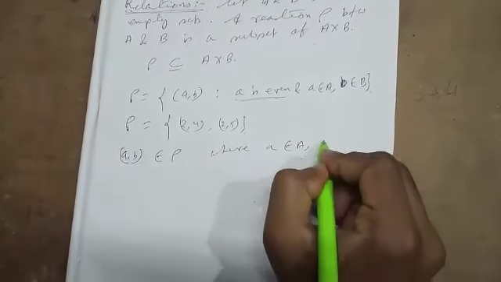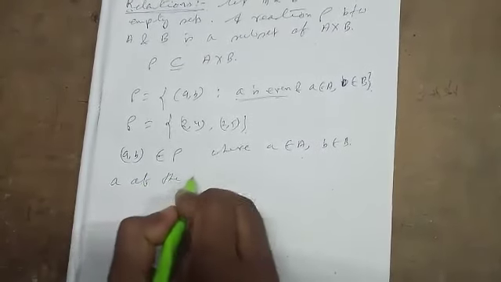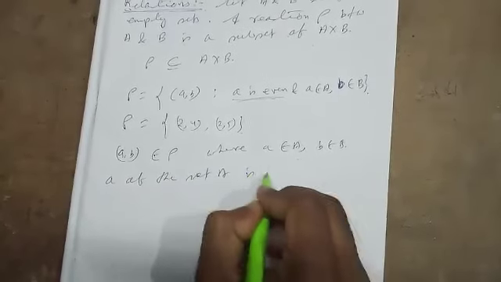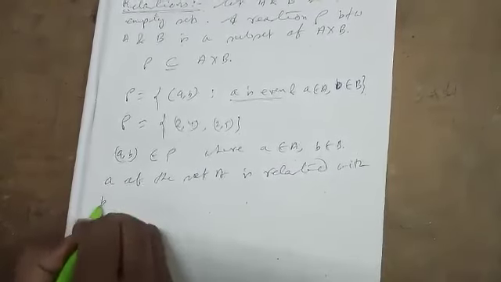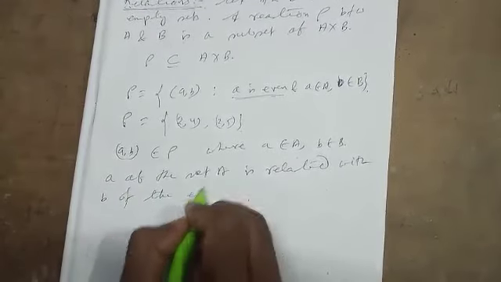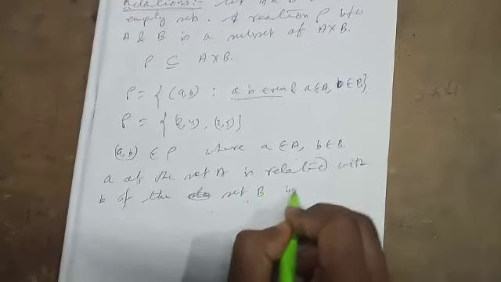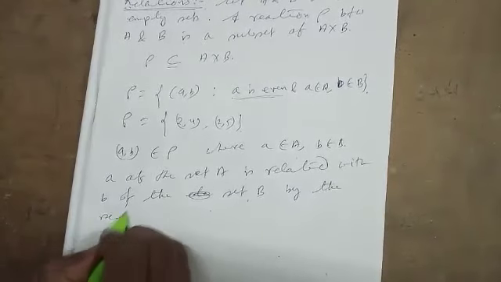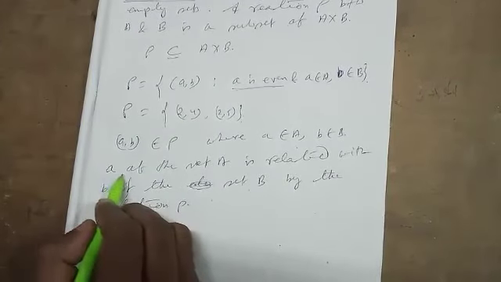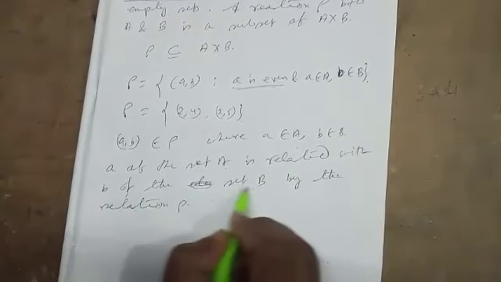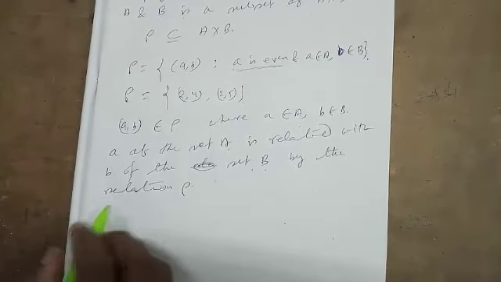Suppose (a, b) belongs to rho, where a belongs to A and b belongs to B. That means the element a of the set A is related with b of the set B by the relation rho. Okay, let us consider another relation.